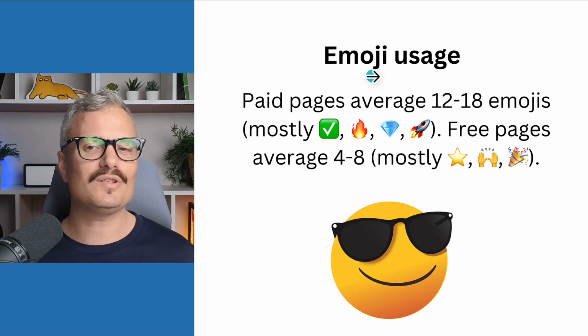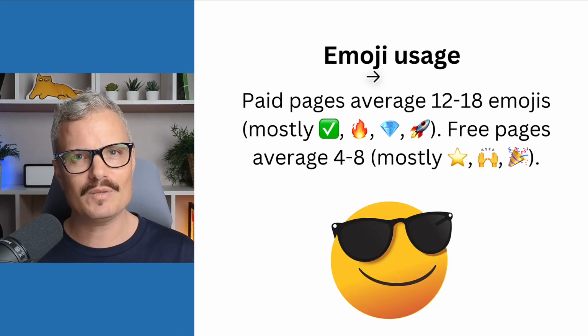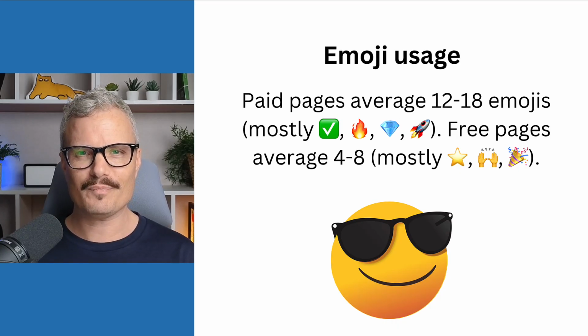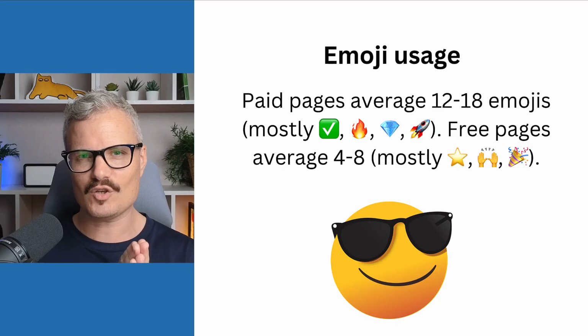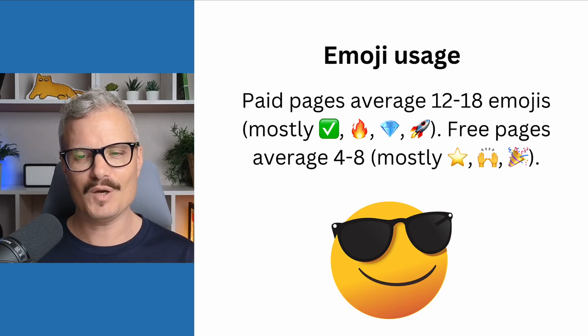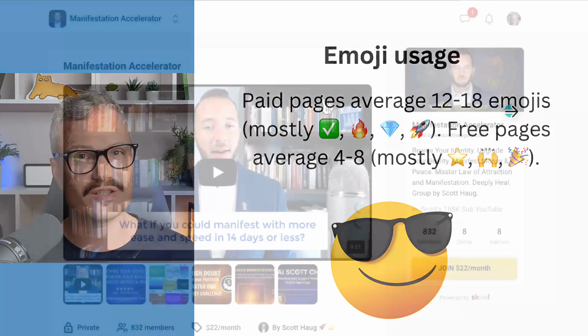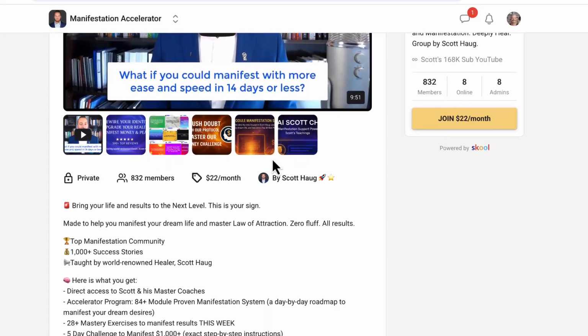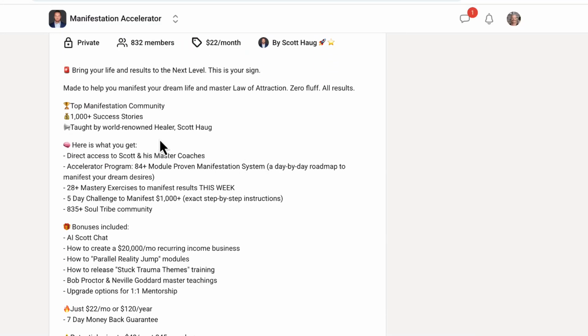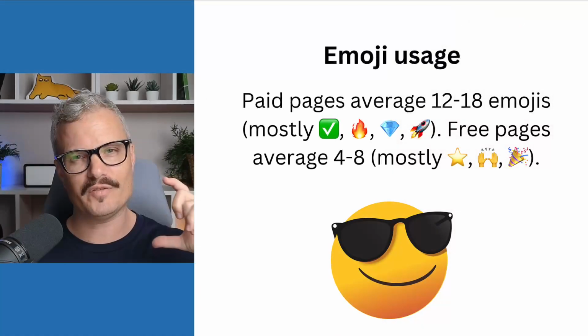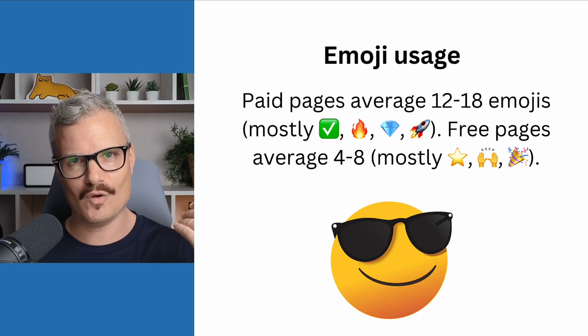The next one is the use of emojis. Emojis seem to be a massive part in about pages, especially in paid and the top communities. So the top communities seem to use emojis a lot more. As you can see on the paid ones, the average number of emojis was 12 to 18, which is crazy. And then the free ones was 4 to 8. I think the reason there's fewer is that generally the amount of text people use on descriptions for free communities was less than on paid communities.